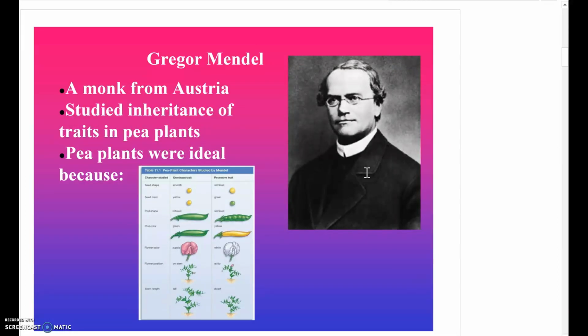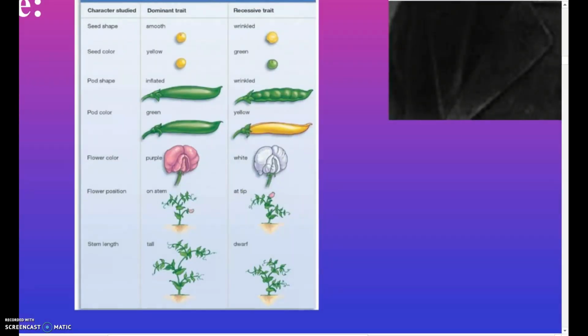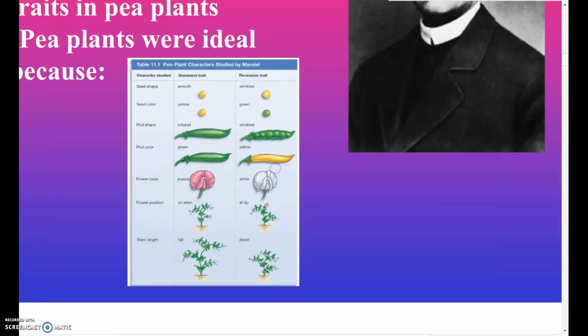So much of what we know about genetics today was discovered by a monk who lived in Austria in the 1800s, and he studied pea plants, the inheritance of traits in pea plants. He did this because they were particularly ideal in that they had a number of traits where there were only two different versions present. So here in this table, we have pea plants that have seeds that are smooth or wrinkled, or yellow or green, or pods that are inflated or wrinkled, and so on.